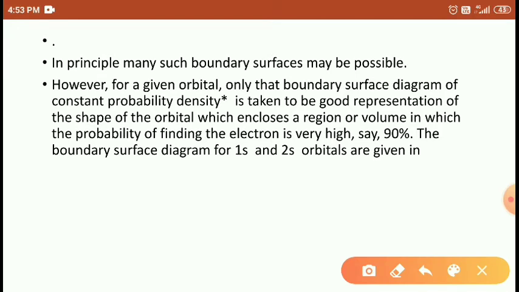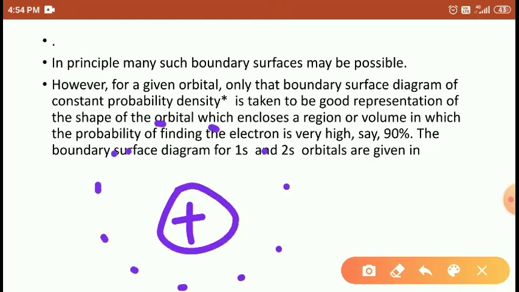Next, in principle such a boundary surface may be possible. However, the orbitals in a boundary surface diagram have constant probability density. It means the distance from the nucleus to the electron remains constant. Whichever electron you take, the distance is constant here. It is a good representation of the shape of orbitals, enclosed in the region of volume in which the probability of electron density is very high, about 90%.